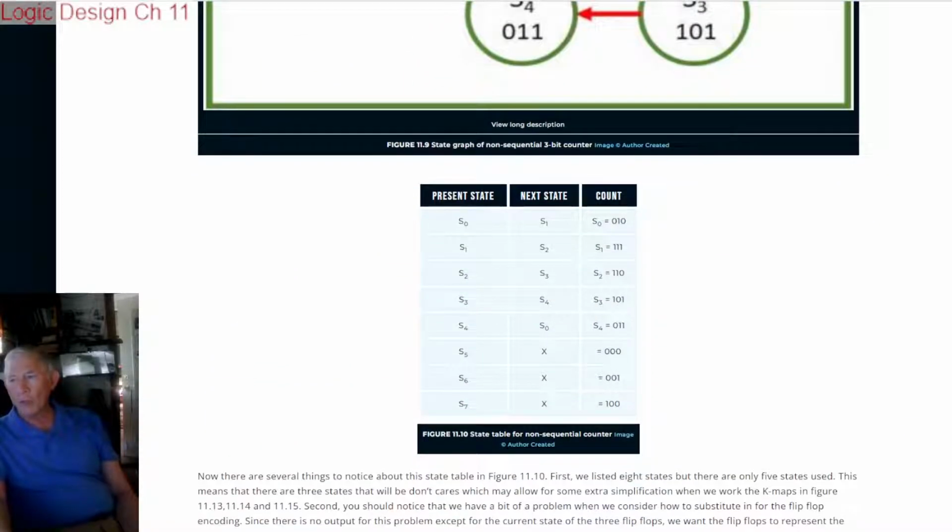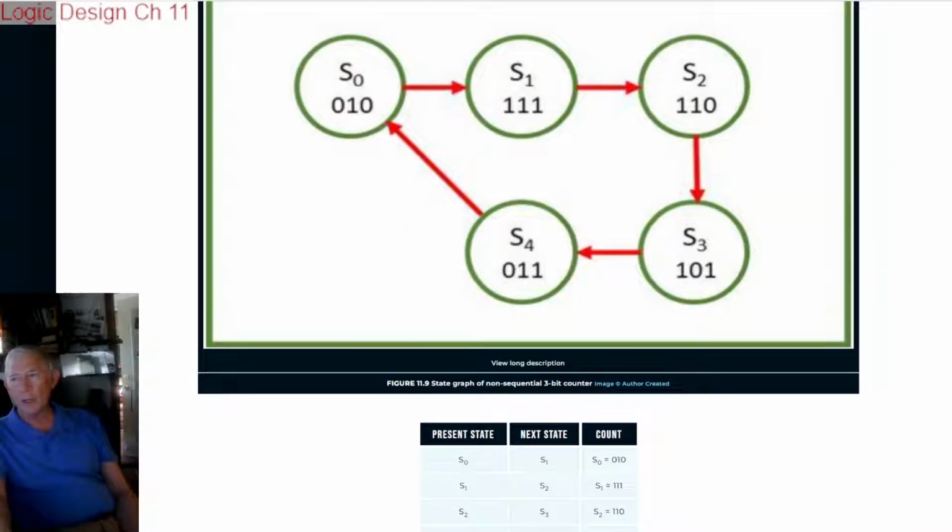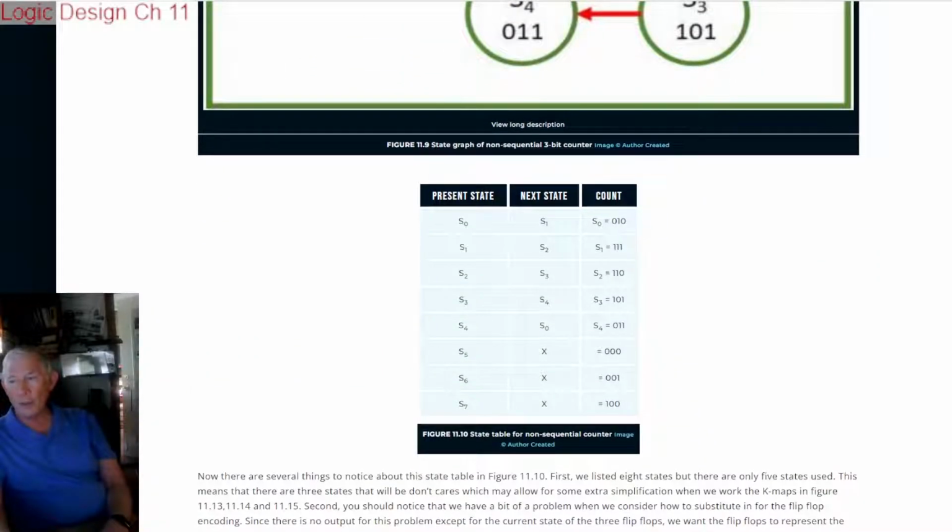Well, we're going to make a state table. We're going to have states S0, S1, S2, S3, S4. Since we're going to have 3 flip-flops, they can code for 8 different things. So we're going to have 3 states that we're not going to use. They're going to be don't cares, and they'll help us simplify our equations. So we have S0 through S7, but notice S5, S6, and S7 are don't cares.